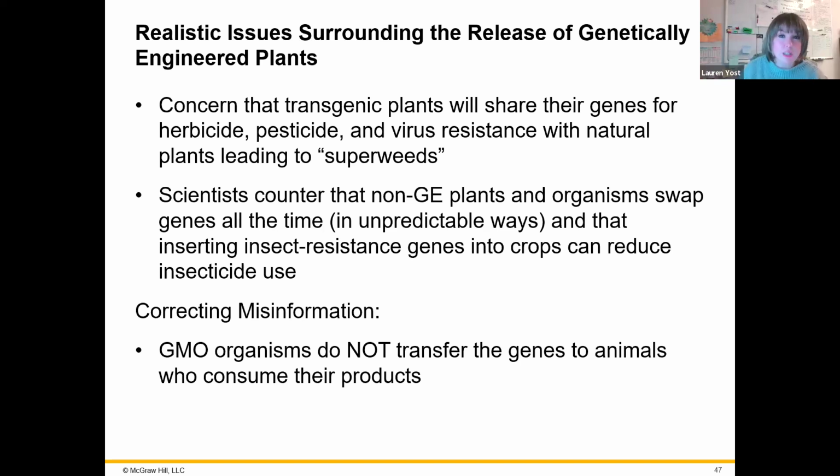There is a trend that suggests that this could be a bigger issue going on. But GMO organisms do not transfer the genes to animals that consume the products. That's not the issue. The issue is the plant transfer out in the wild, and then how that affects the ecosystem.